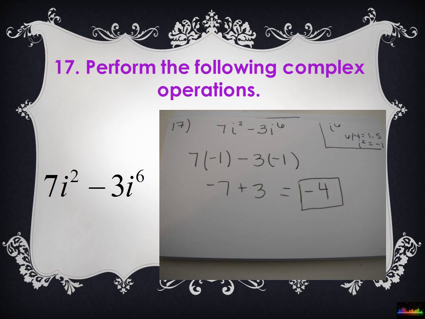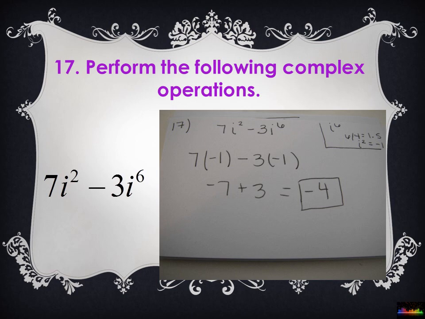You divide the exponent by 4, and you are looking at the remainder. The remainder is 0.5, which is equivalent to 2 over 4. So you are going to the second property, or the second spot on your i clock, which is i squared. i squared is equal to negative 1, therefore i to the 6th is also equivalent to negative 1.